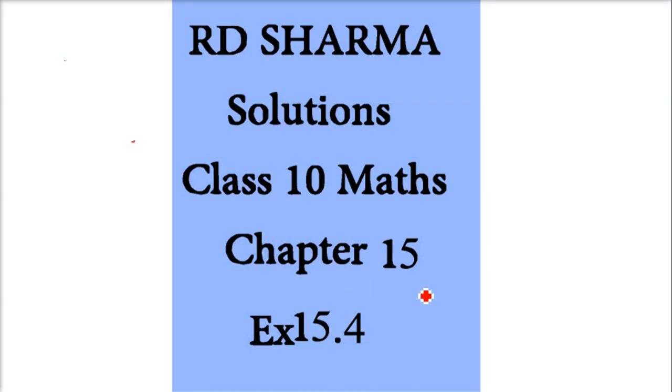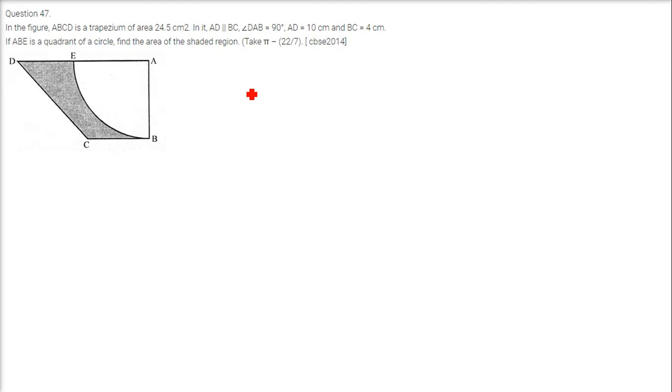Chapter 15, Exercise 15.4. In this figure, ABCD is a trapezium of area 24.5 centimeter square. In it, AD is parallel to BC, and angle DAB is 90 degrees. AD is 10, so let me show you this.